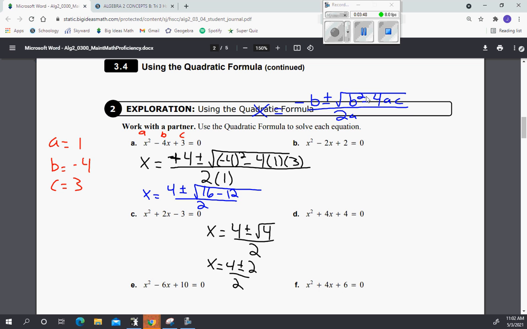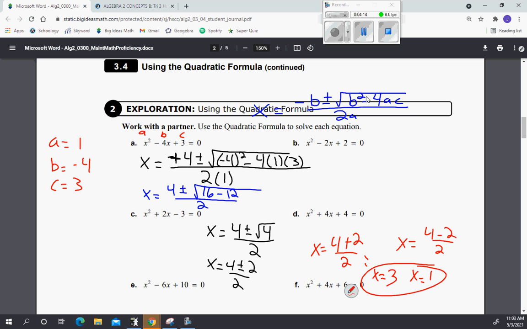First one, I'm going to go off to the side here. We can say x equals 4 plus 2 divided by 2. And over here, x equals 4 minus 2 over 2. This one here equals 6 over 2, which is 3. And this one equals 4 minus 2, which is 2, divided by 2, which is 1. Three and 1.